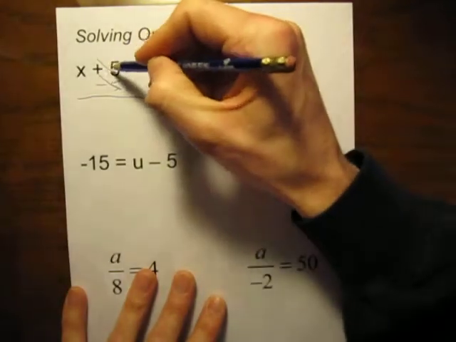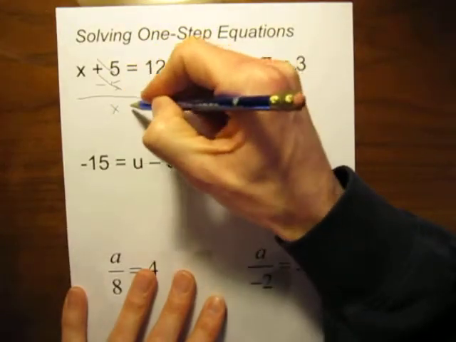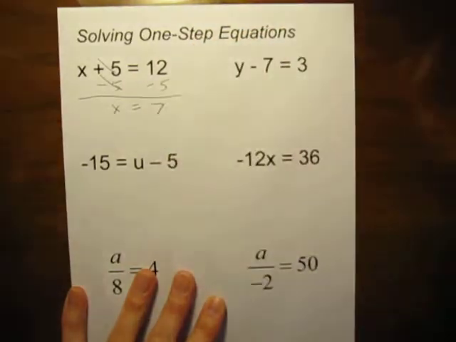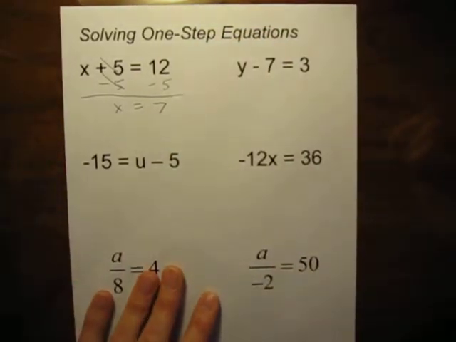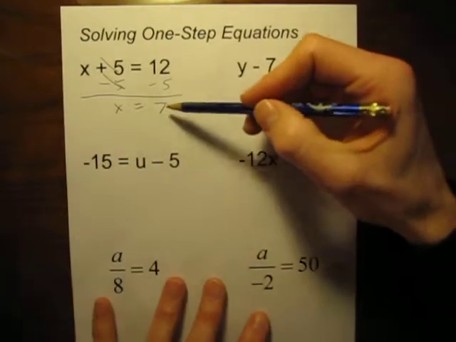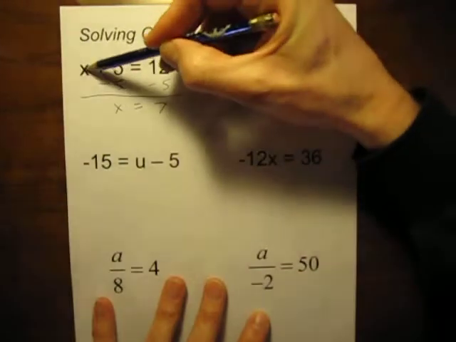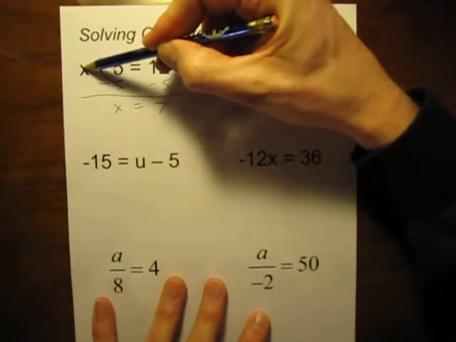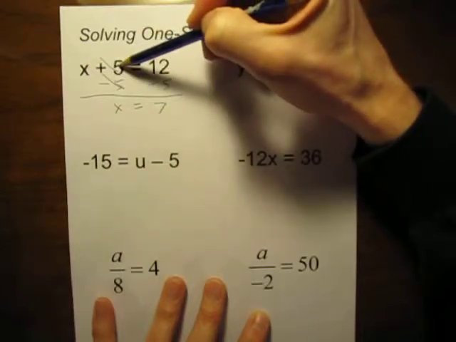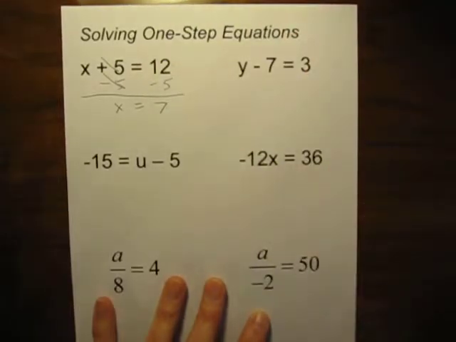Now what's left? Well, the 5 is gone. 5 minus 5 is 0. x is left. So x is equal to whatever is over here. 12 minus 5 is 7. Pretty short, pretty easy. We can always, of course, check our answer. That's not a bad idea. If we solve that x equals 7, let's put that back up here. In place of x, let's actually put 7 and see if this works. 7 plus 5 does equal 12, so our solution must be correct. Always a good idea to check those answers.